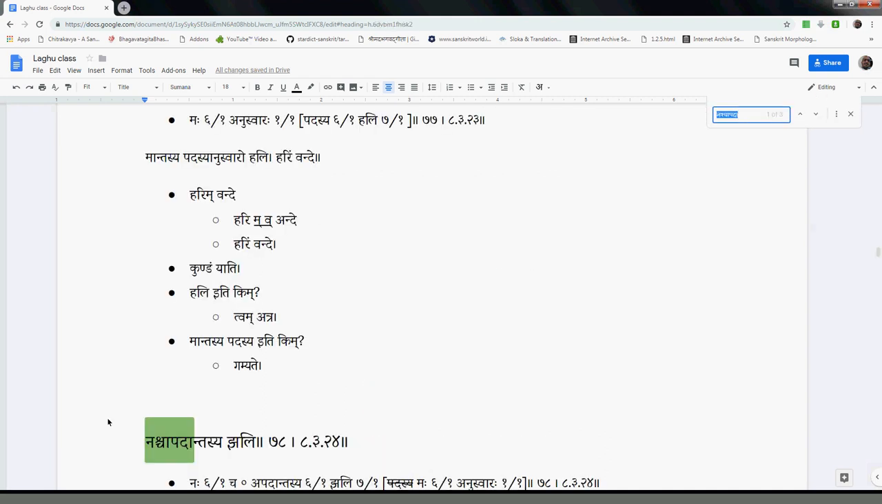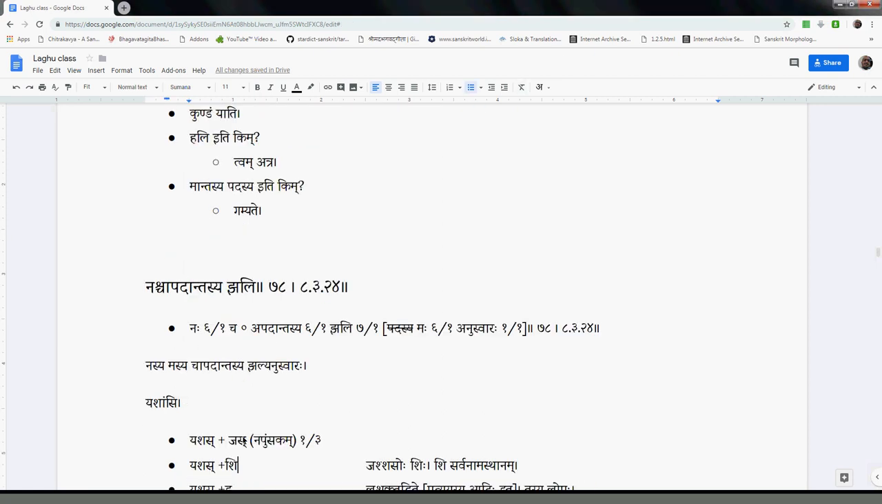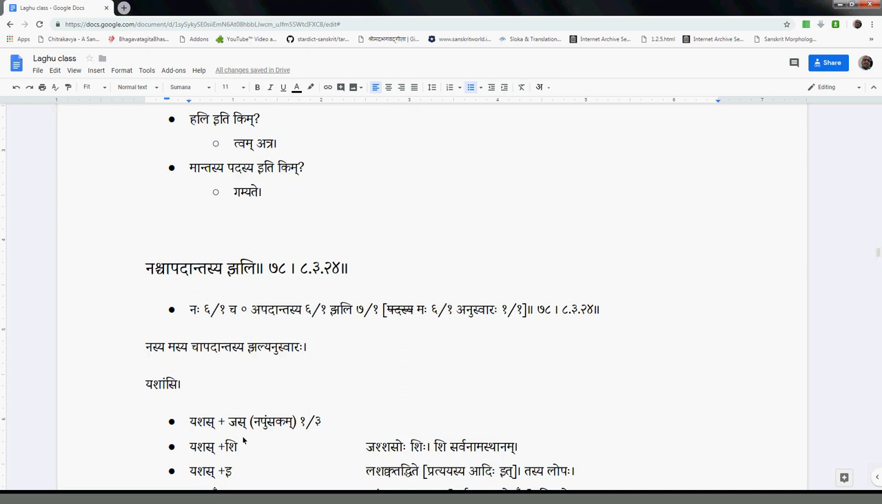We are looking at Naschapadantasya Jali. In the sutra, after Monuswaraha, Monuswara Makarasya, Padantasya Makarasya, Anuswara Upadesha Adesha Bhavati. Here, Apadantasya Nakarasya Makarasya Cha Jali Pare, Anuswaraha Adesha Bhavati. We saw the example Yashamsi, Yasas plus Jas.